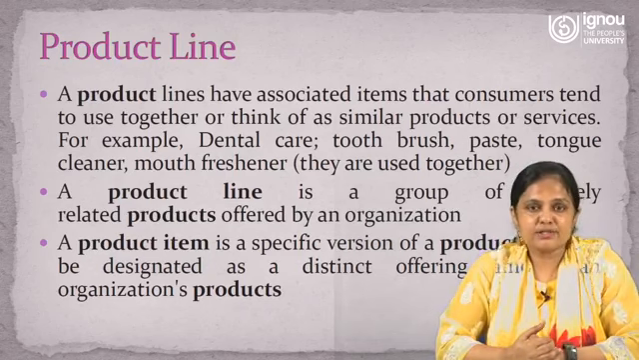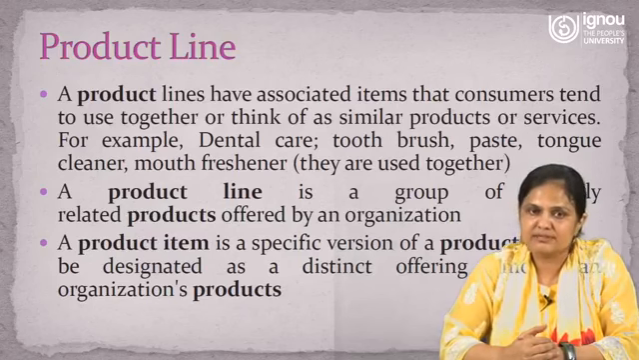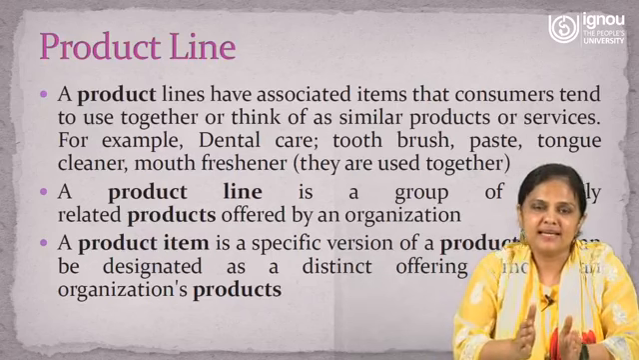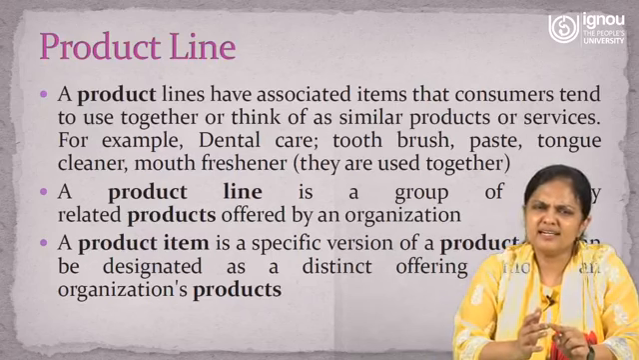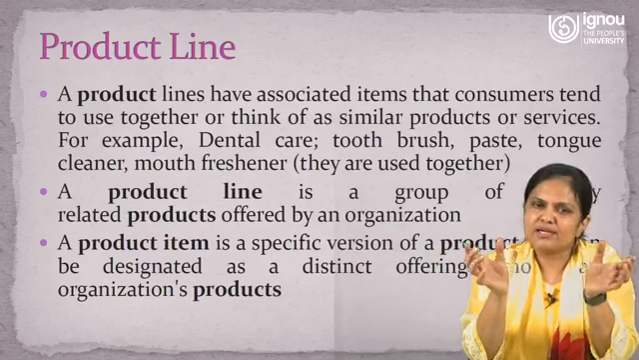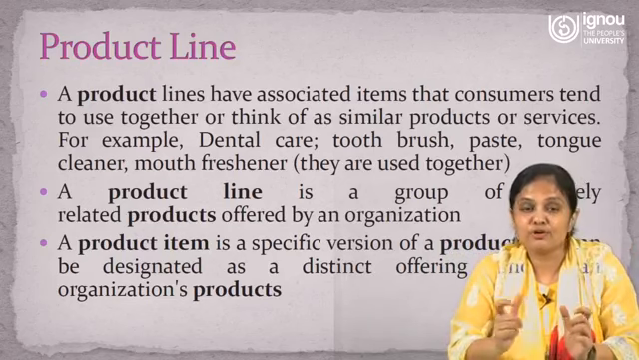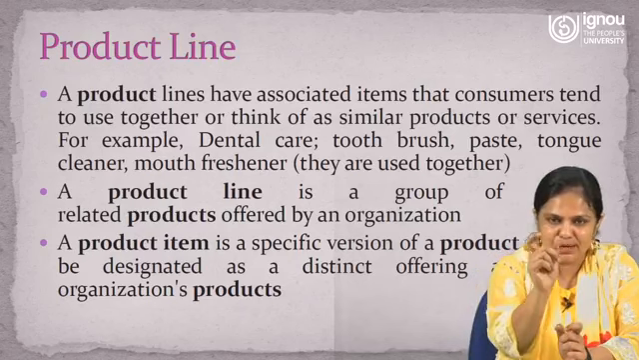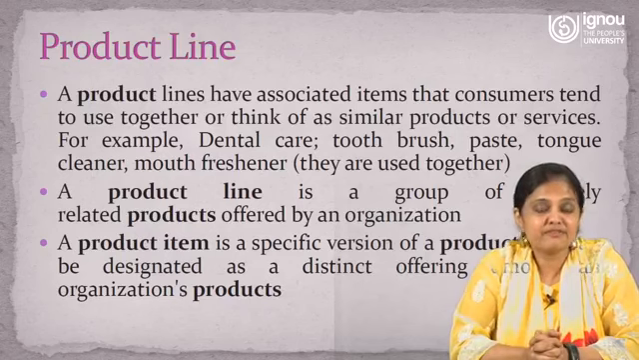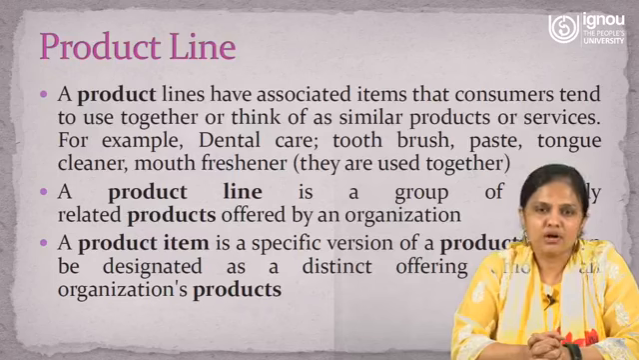A product line has associated items that consumers tend to use together or think of as similar products or services. For example, if we talk of dental care, maybe dental care is a product line, and toothbrush, paste, tongue cleaner, mouth freshener, when they are all put together, they become a product line. So in this case, dental care would be a product line. A product line is a group of closely related items. As I said, toothbrush, paste, tongue cleaner, mouth freshener are all closely related items. And it is a specific version of the product that can be designated as a distinct offering among an organization's products.